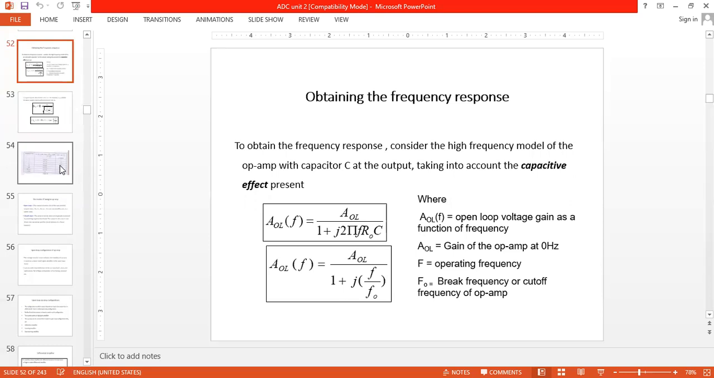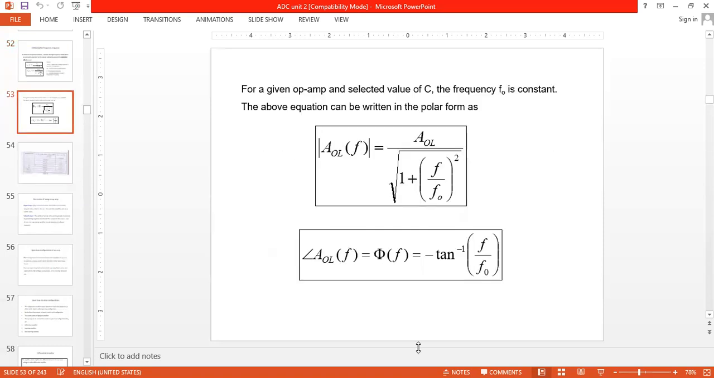That is AOL of f is equal to AOL divided by 1 plus j of f divided by f naught. That is, f naught is the break frequency or cutoff frequency of the op-amp. f will be the operating frequency. AOL is the gain of the operational amplifier.